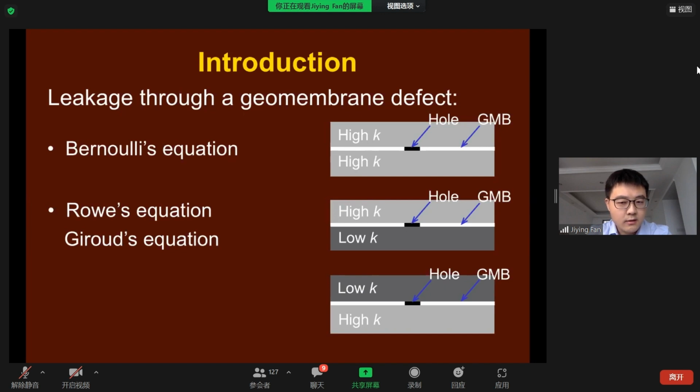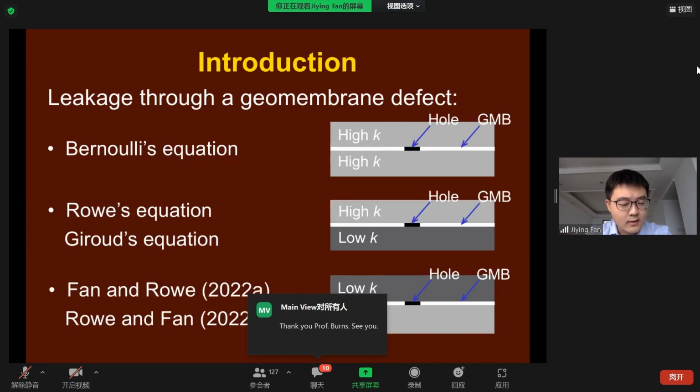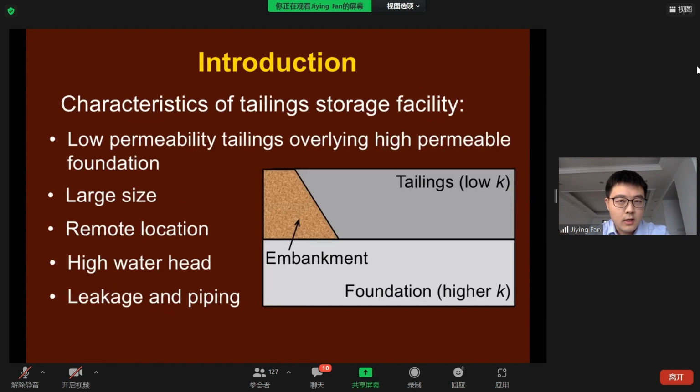In the last application, there's a low permeable layer above the geomembrane and a high permeable layer below the geomembrane. This is to simulate the application of geomembrane in tailings storage facilities. Leakage through any geomembrane defect in this application was first proposed by Fan and Rowe for the circular hole condition. And the equation was further modified by a more general Rowe and Fan equation for both circular and non-circular holes, especially for the rectangular hole with different aspect ratios.